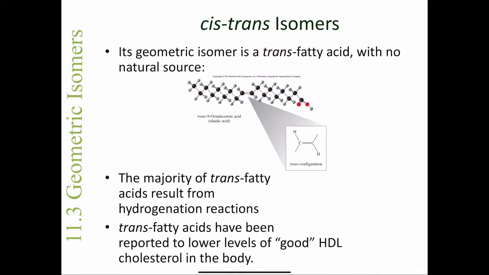The geometric isomer of a cis fatty acid would be a trans fatty acid or a trans fat. Trans fats do not come from natural sources, meaning they don't come from plants or animals. You might be asking, well, where do trans fats come from? Well, trans fats are actually a byproduct of what we call hydrogenation reactions. And the reason why trans fats get such a bad rap in terms of diet is because they have been reported to lower levels of good cholesterol, which we call HDL, or high-density lipoprotein.